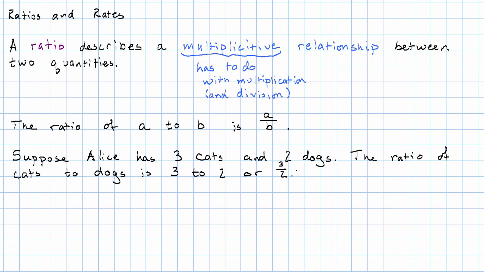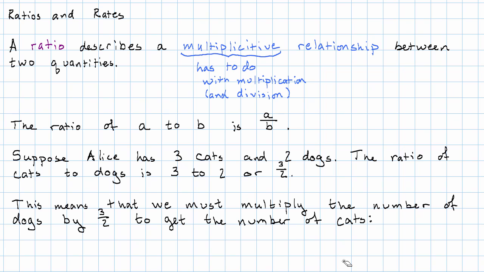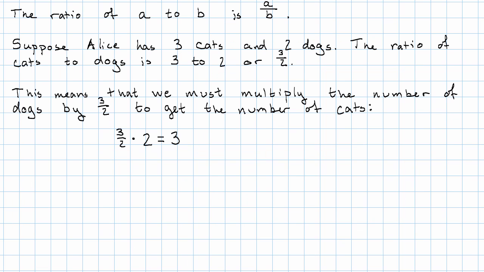How does that describe a multiplicative relationship? This means that we must multiply the number of dogs by 3 halves to get the number of cats. And in fact, we see that 3 halves multiplied by the number of dogs is the number of cats.